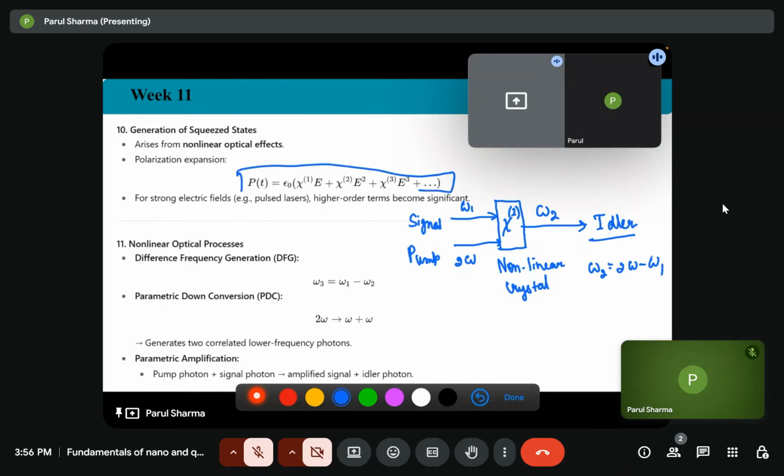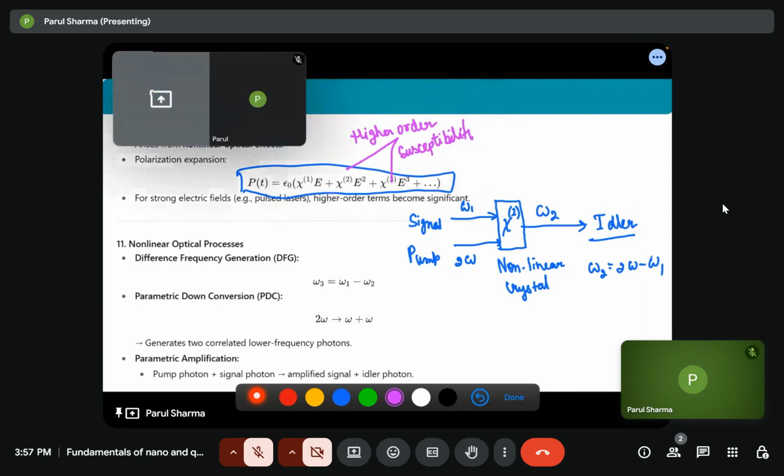P(t) equals epsilon naught chi 1 E(t) plus epsilon naught chi 2 E(t) squared. So these represent the higher order susceptibilities. But in the linear optics approximation, this is the linear term.